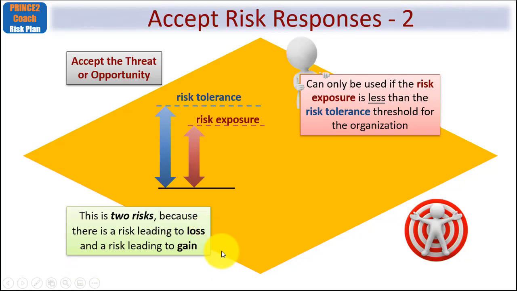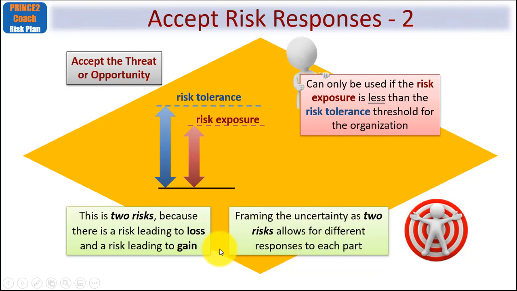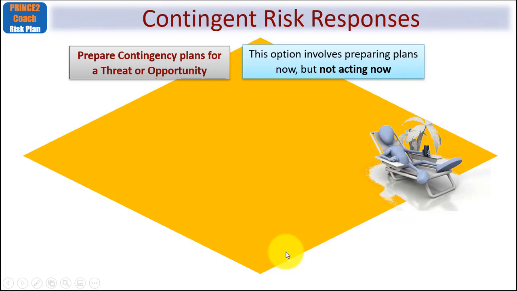So framing the uncertainty as two risks will allow for different responses to each part. Now I have to tell you, in the exam, the typical questions will be fairly straightforward. Next up, I want to talk about contingent risk actions, sometimes called fallback.